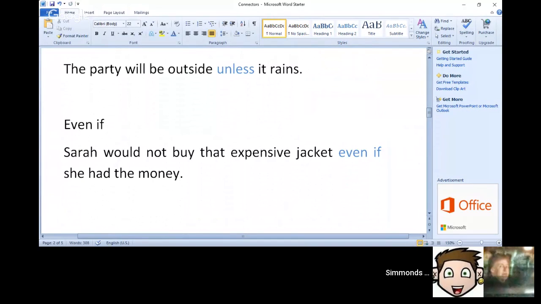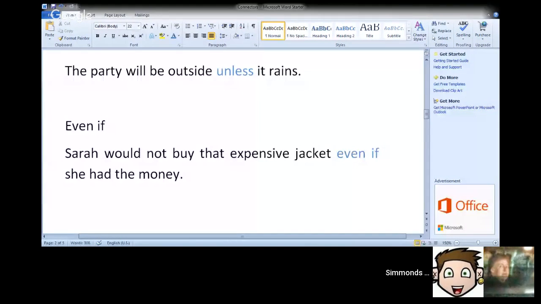Whose turn is it to read? Rafa, is it your turn? Yeah, Rafa. Thanks, Ken. Sarah would not buy that expensive jacket, even if she had the money. Okay. Any questions with this?